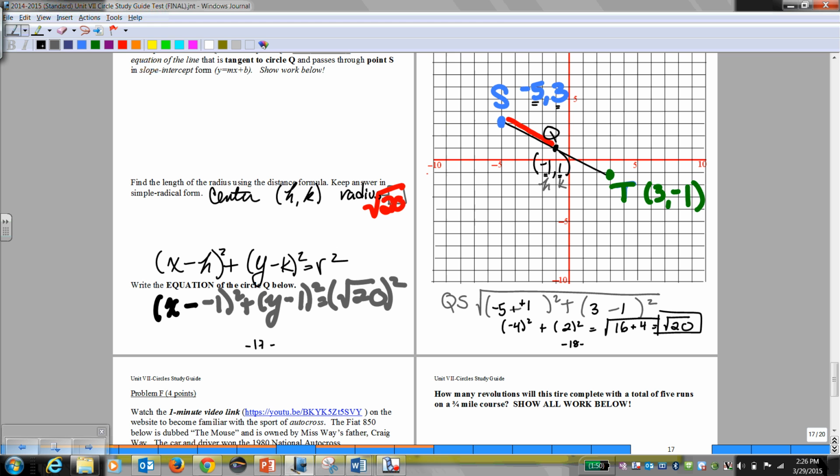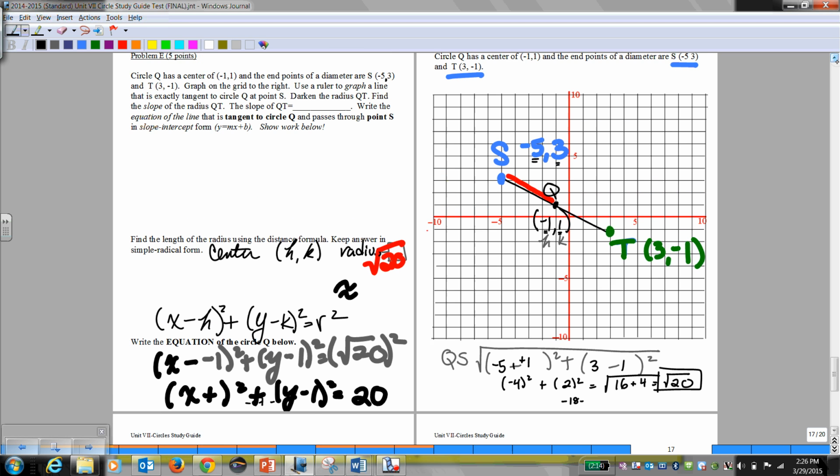Now we clean it up a little bit. Our final equation here is going to be (x + 1)² + (y − 1)² = root 20 squared, which is 20. And the question is, how on earth do we graph root 20?